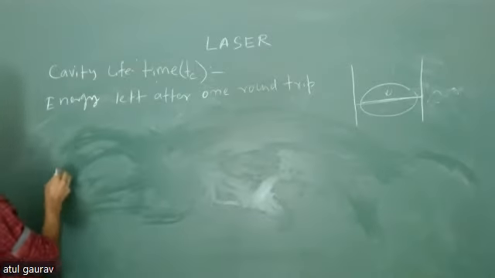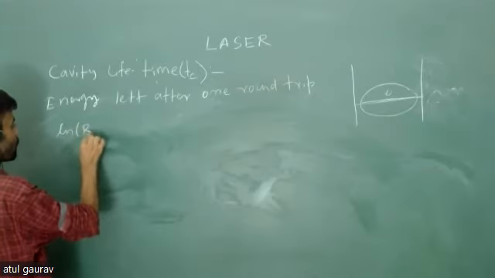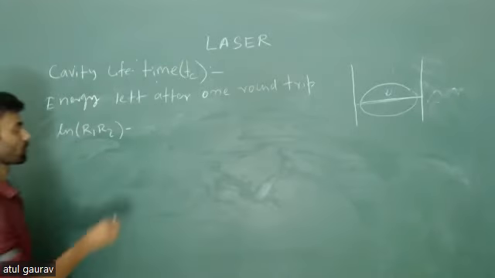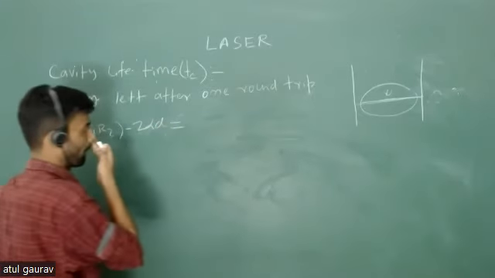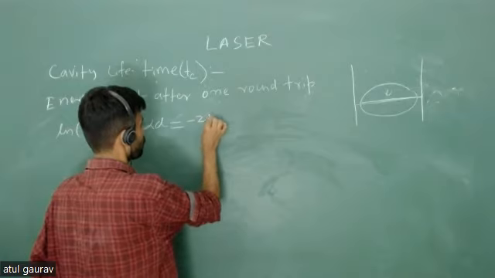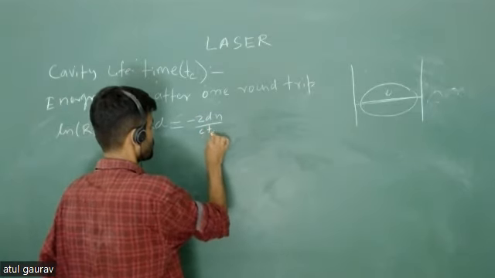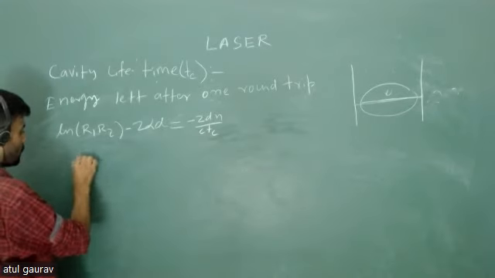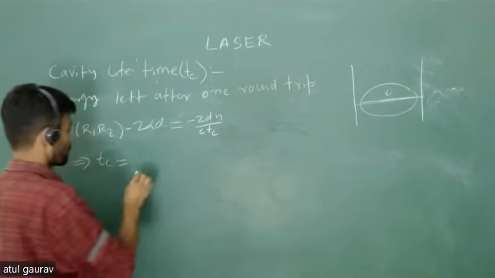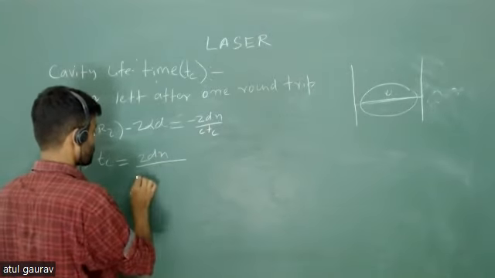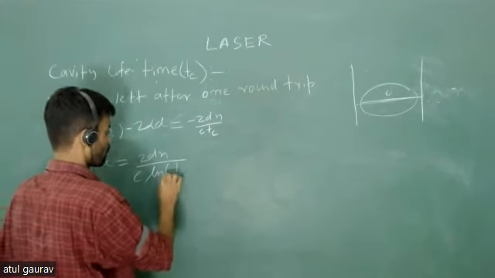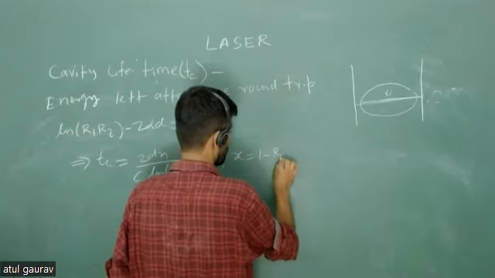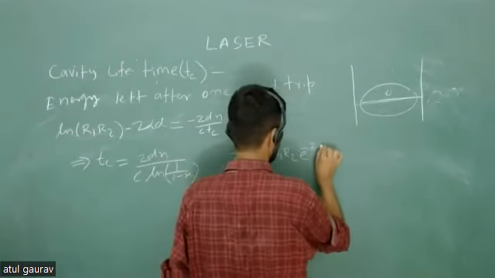अब क्या आएगा आपका? Natural log of R1 R2 and what will be the second term? Plus 2 alpha d, right? Then on the right hand side you will have minus 2dn by C TC. Is it okay? Yes, sir. Okay. From where I can write TC equals to 2dn by C into natural log of 1 by 1 minus x, where x is 1 minus R1 R2 exponential minus 2 alpha d.